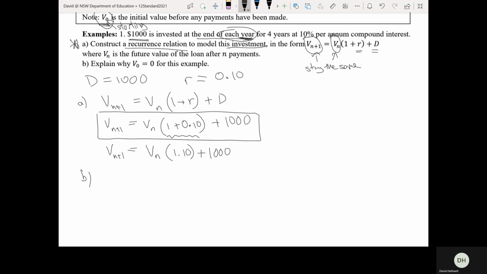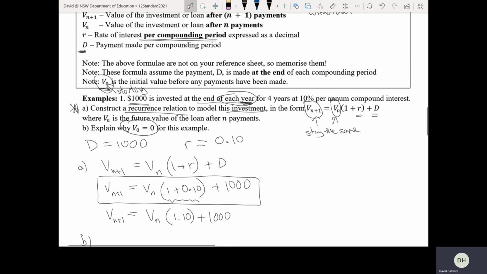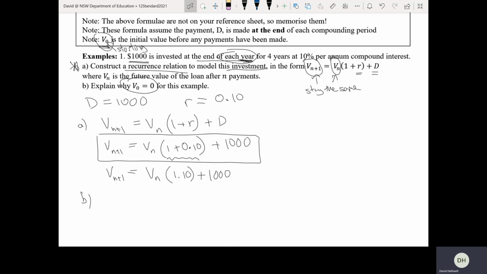B. Explain why V0 is 0 for this example. So to explain why V0 is 0, we need to remember that V0 is the initial amount before a payment has been made. Now, nowhere in the question does it say that this account has any starting amount. It's initially starting from 0.